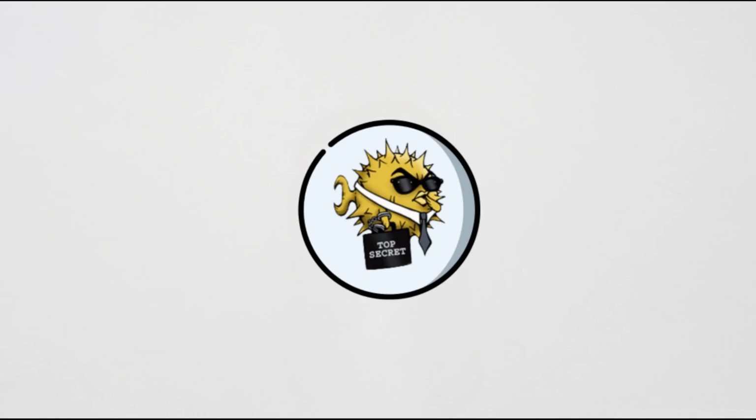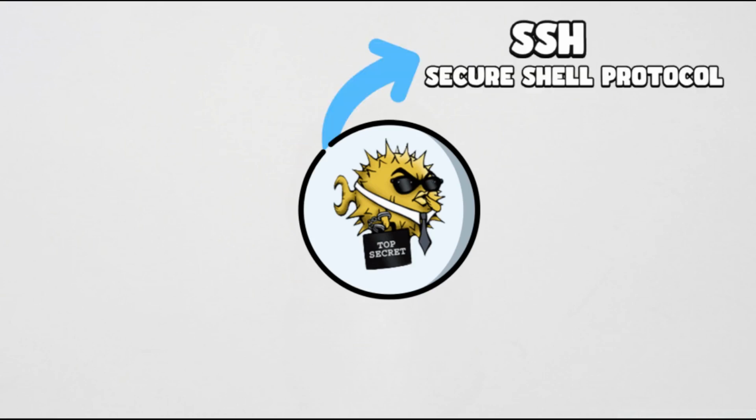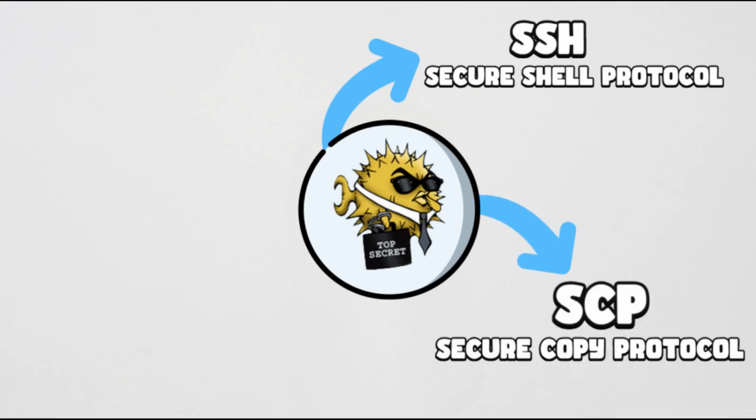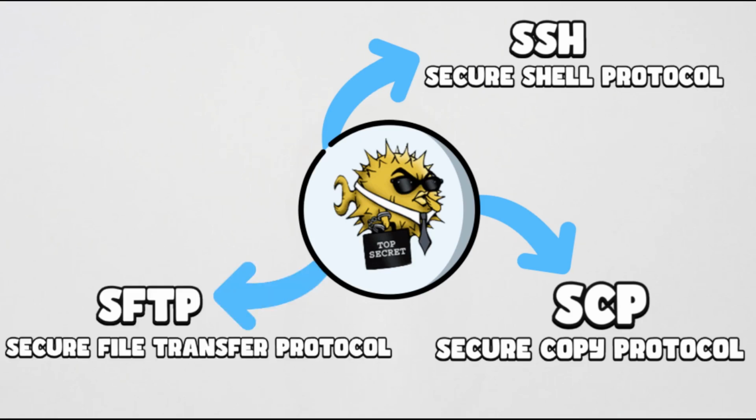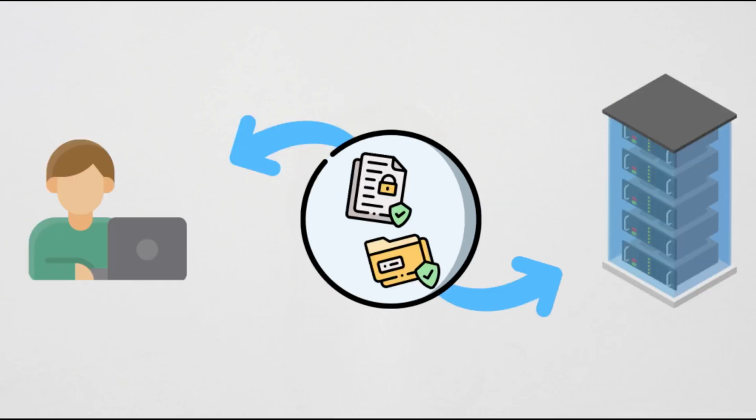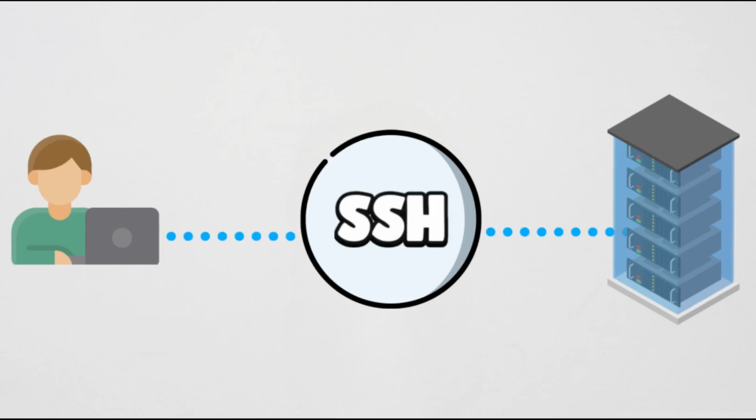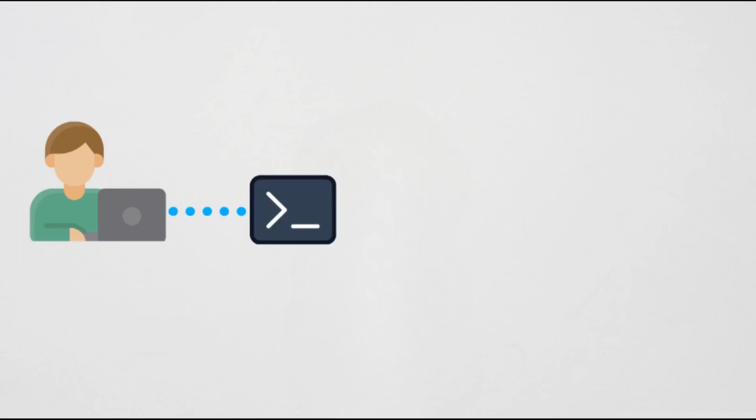The OpenSSH suite comes bundled with three remote operation utilities. One is SSH, and I have covered what SSH is and what it does over in this video. One is SCP, the secure copy protocol, and the other is SFTP, the secure file transfer protocol. Both of these programs are used to transfer files and directories to and from your remote machines securely by using the SSH protocol.